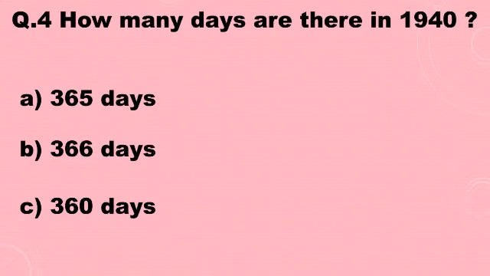How many days are there in 1940? Option A 365 days, option B 366 days and option C 360 days. You know that there is a concept of leap year and non-leap year. First of all, you need to find out whether the year is a leap year or not. To check, you have to divide it by 4. Then you can check whether it is a leap year or not. So check it and answer.